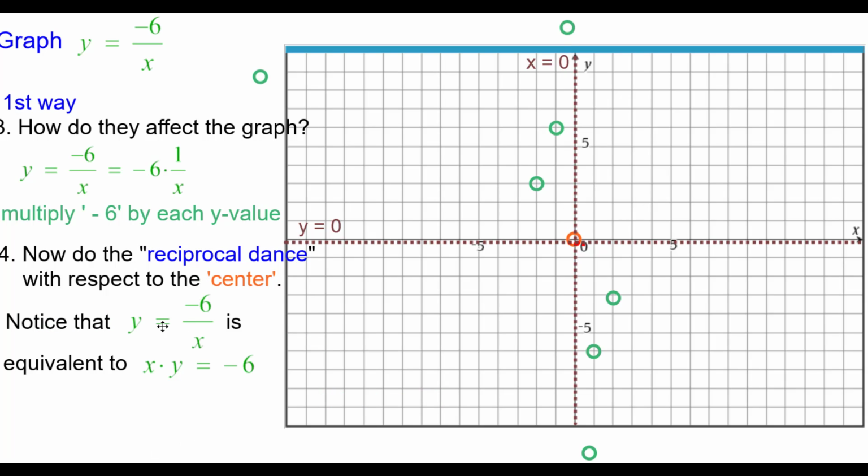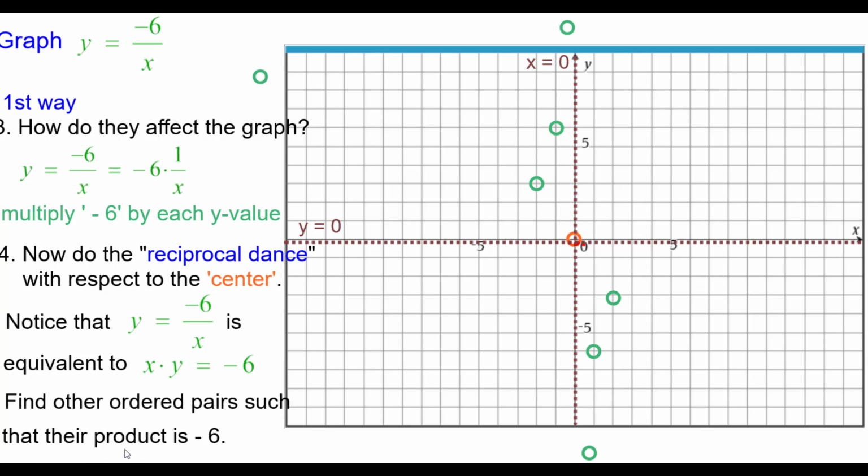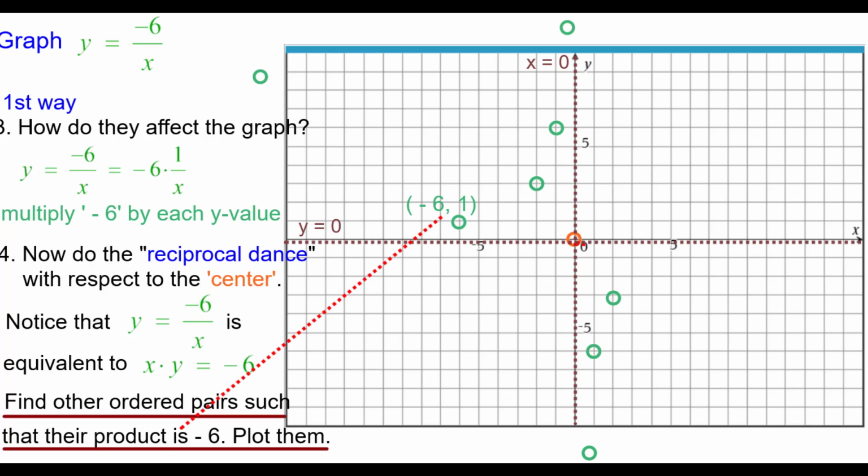Also notice that this equation is equivalent to x times y equals -6 if we multiply both sides of this equation by x. And that means that other ordered pairs such that their product is -6 will also be on the graph. One of those ordered pairs would be -6, 1. -6 times 1 is -6. And another one would be +6, -1. Others would be like 3, -2, -2, 3, and so on.